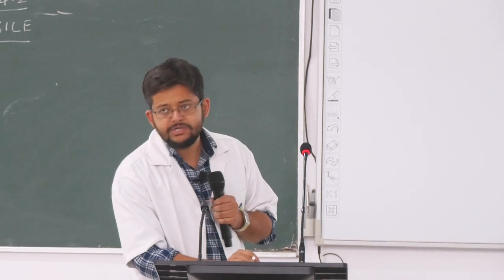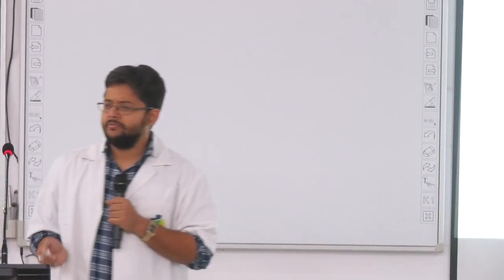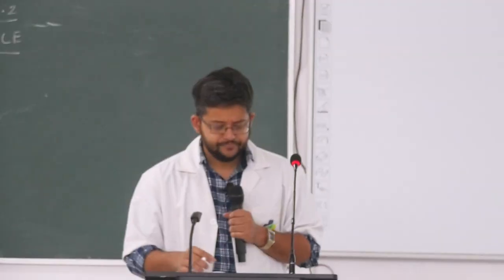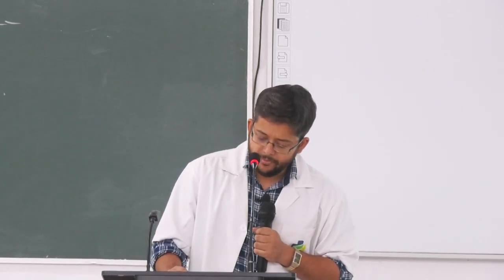Next, the pH of bile. pH is usually 7 to 8. So bile is more or less neutral. From where is it secreted? Hepatocyte. So where you wrote liver, write there that it is secreted from hepatocyte.